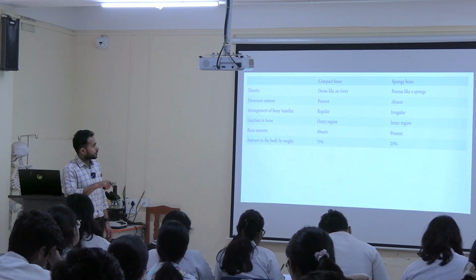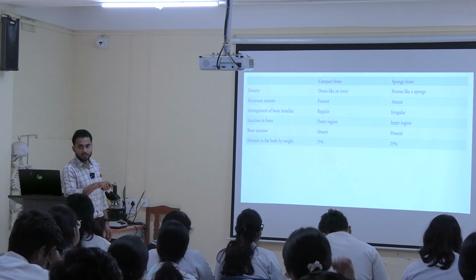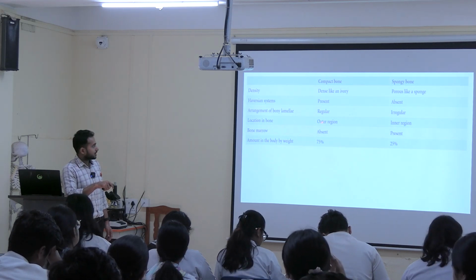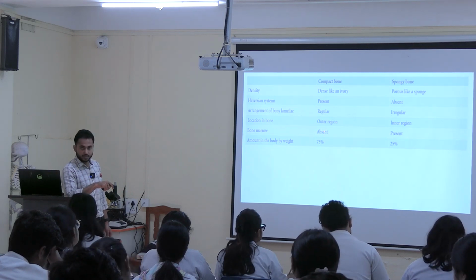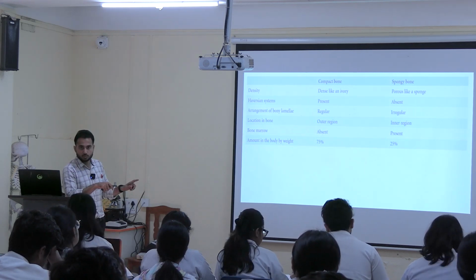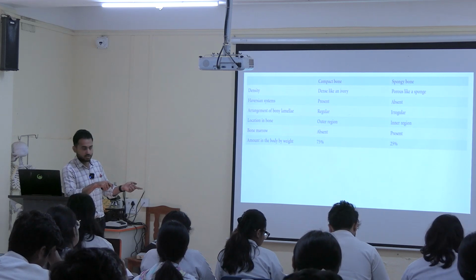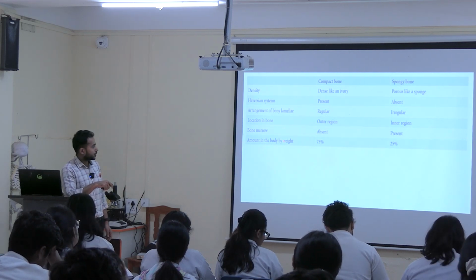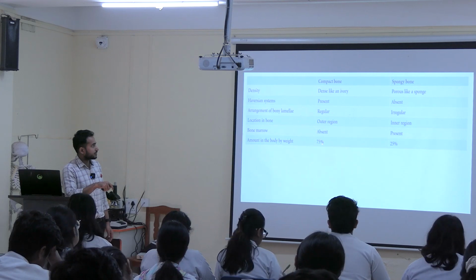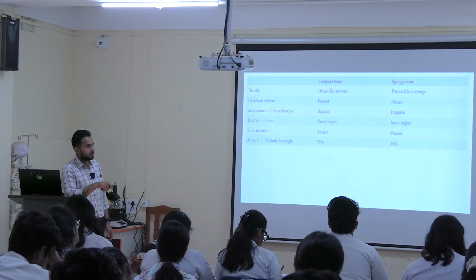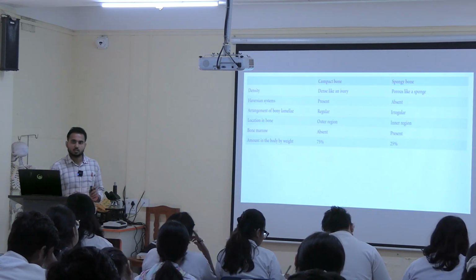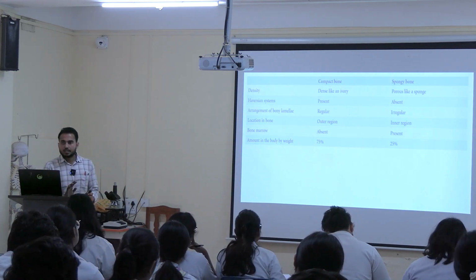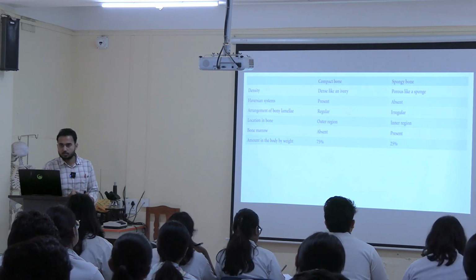Next, arrangement of the bony lamellae: here it is regular, here it is irregular. Location: outer region of the bone, here inner region of the bone. Bone marrow: here it is absent, but in the spaces which I have shown you, the bone marrow is present. Next, the body weight, how much percentage? You can say 75% is made up of compact bone and only 25% made up of spongy bone. This is the comparison. Done. Now next we'll go to the microscopic part.